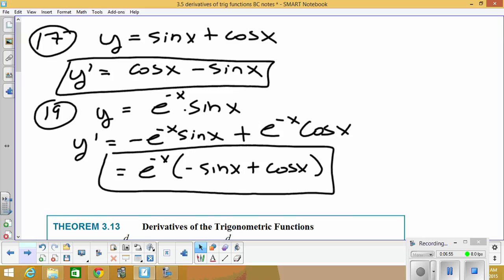19, I have a product going on. I need to use the product rule, and it's involving e and a trig function. So I went ahead using the product rule, derivative of the first times the second function, and I have the first function times the derivative of the second function. I did then factor out an e to the negative x, and I have my final answer.